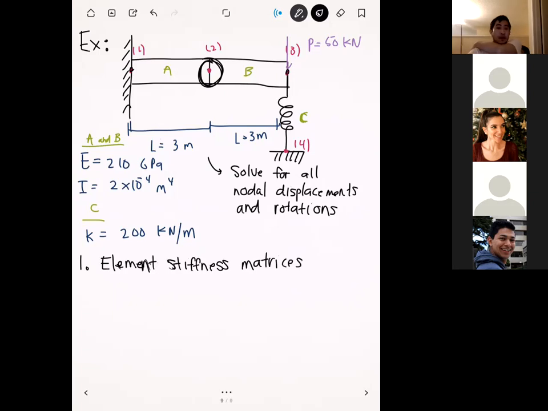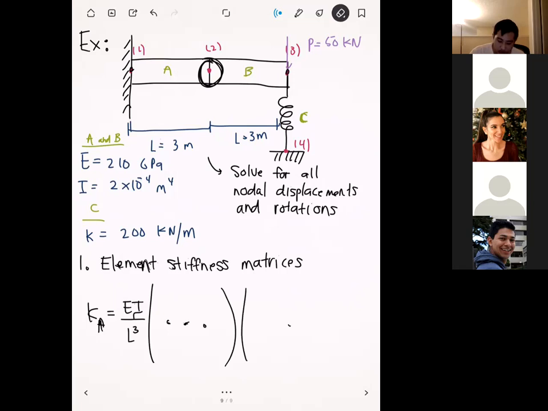Okay. All right. I'm not going to write out the full element stiffness matrices here, but I will write out what nodes they act on, because that's a bit more important here. We're going to start with Ka, and so Ka is going to be EI over L cubed. I'll let you fill this in if you want, but I do want to write down what nodes it acts on.